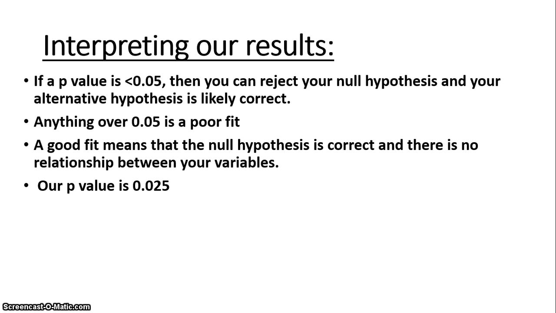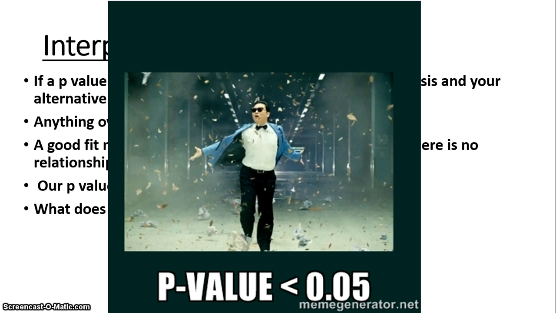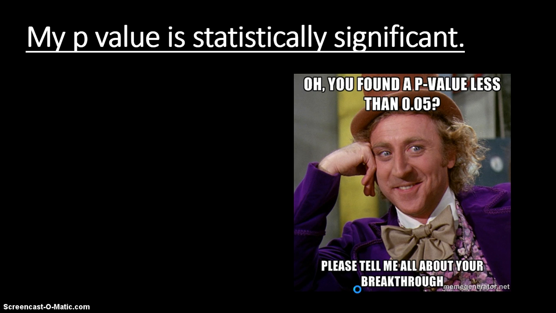Our p-value is 0.025. All right, so what does that mean for us? Okay, so we can reject our null hypothesis because our p-value is less than 0.05. Okay, my p-value is statistically significant. And the reason why it is because I was less than 0.05. I can reject my null hypothesis.